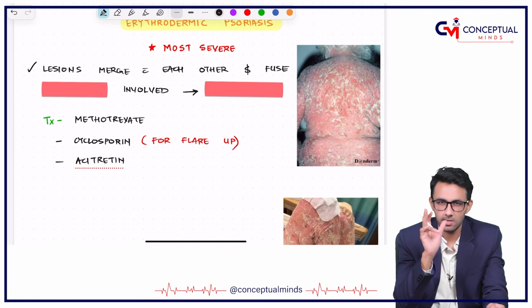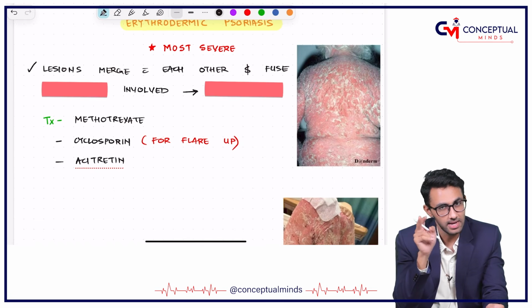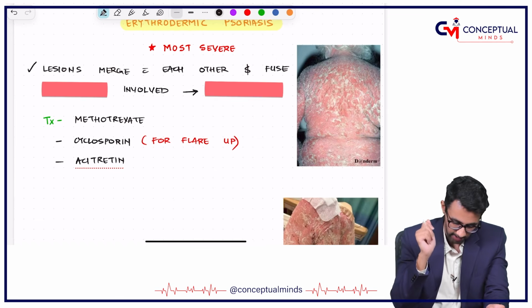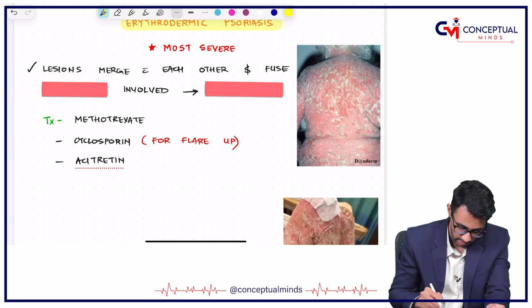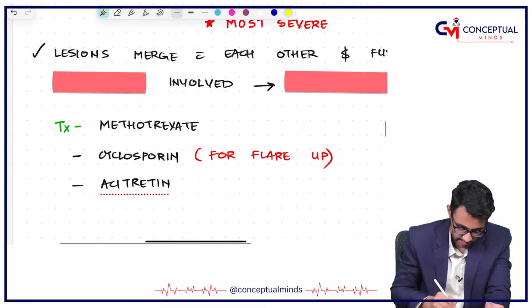Okay, it is a general term. I'm not saying erythrodermic, I'm saying erythroderma. Erythroderma: more than 90% involvement of any disease. This is a general point. Let us write this one point here. Even when I learned about it, I was pretty excited. More than 90% of body surface area.